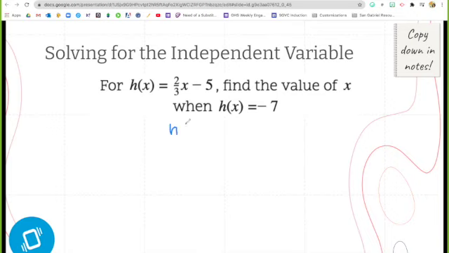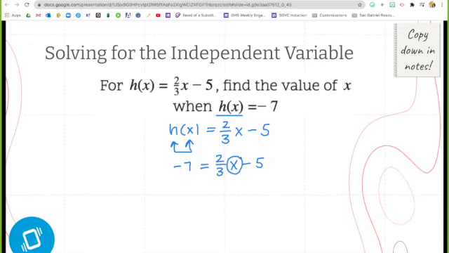So if I have the equation here, h of x equals 2 over 3x minus 5, instead of just substituting the x, what I'm going to do is substitute the entire h of x, because that's what it's telling me right here. It's telling me that the entire h of x is going to be substituted for negative 7. So here I'm going to write down negative 7 equals 2 over 3x minus 5. And so now all I'm going to do is just solve for the x.